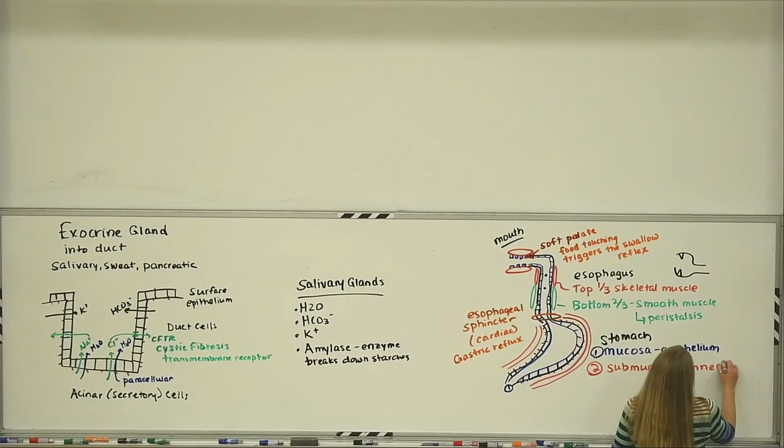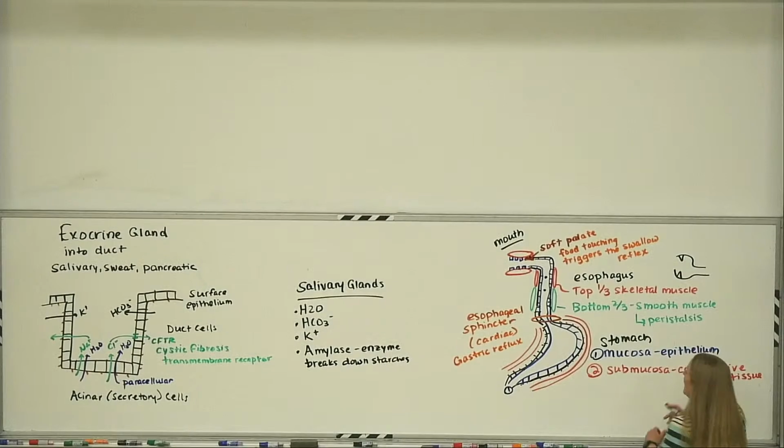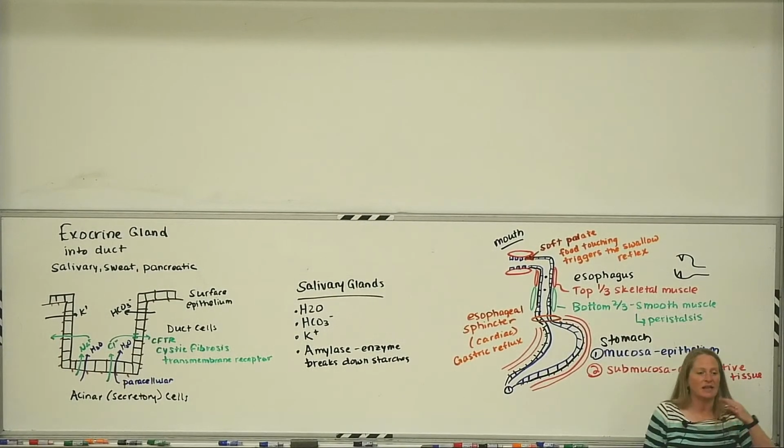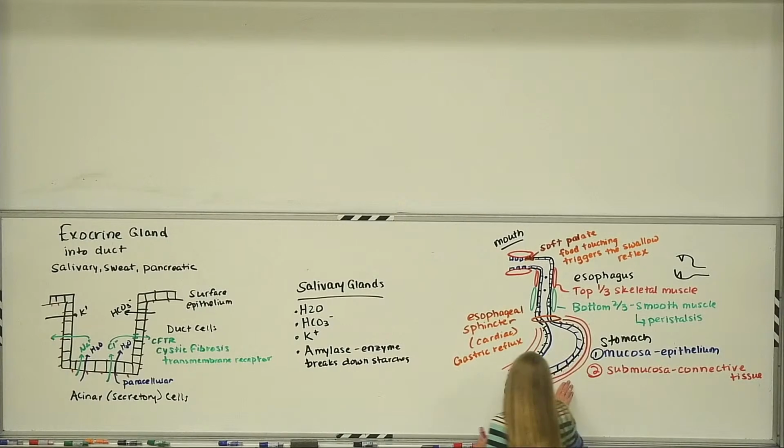So when we talked about skin, and we talked about having the epidermis and the dermis, we said the epidermis was an epithelial layer, the dermis was a connective tissue layer. Same setup here. We've got an epithelial layer and then a connective tissue layer.